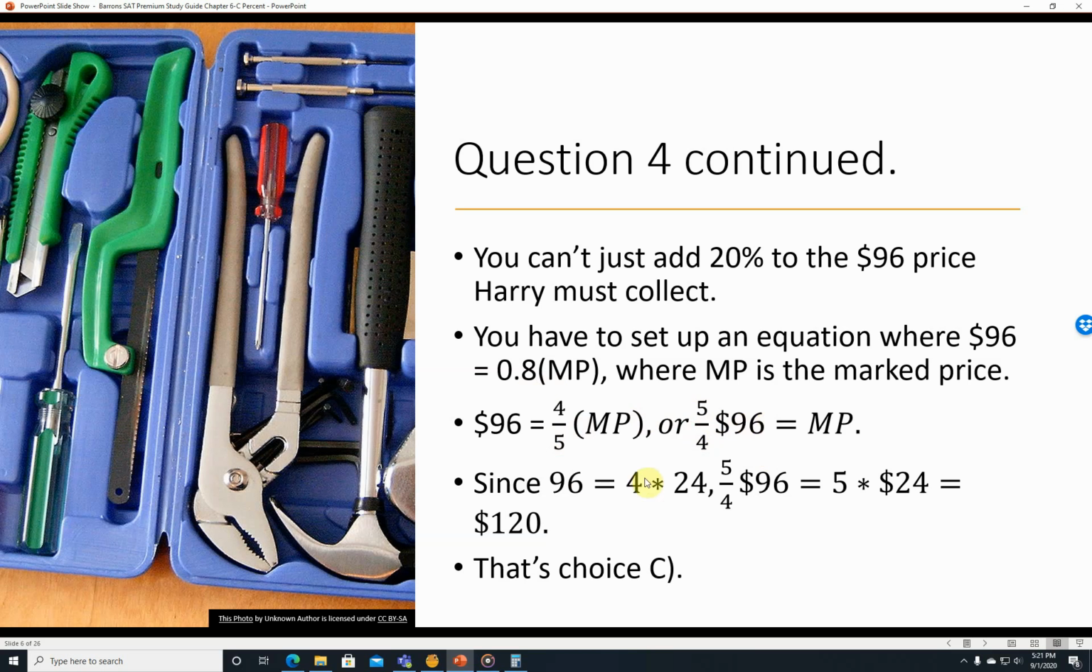Since 96 is equal to 4 times 24, then 5/4 times 96 is going to be 5 times 24, because the 4's cancel out. So that's equal to $120. It's important to know how to factor, because that'll help you a lot on the non-calculator sections. And a lot of times, if you're good at factoring, even on the calculator section, you can do it faster this way than on your calculator, because you have to reach for your calculator and turn it on. Anyway, that's choice C.